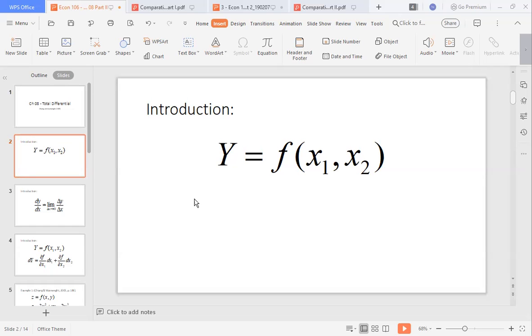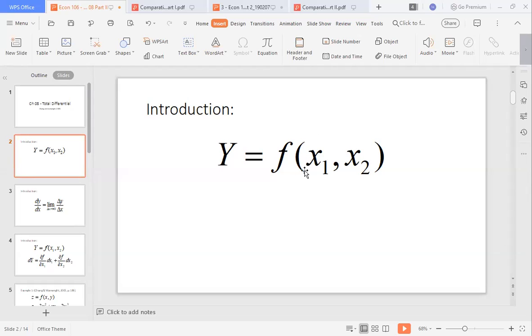Now, when we talk about total differential, class, our discussion in chapter 7 talks about partial derivatives, right? So in partial derivatives class, we allow one variable to change and we're holding other things constant. So again, when we talk about partial derivative, we're taking it with respect to x sub 1 and also taking it with respect to x sub 2.